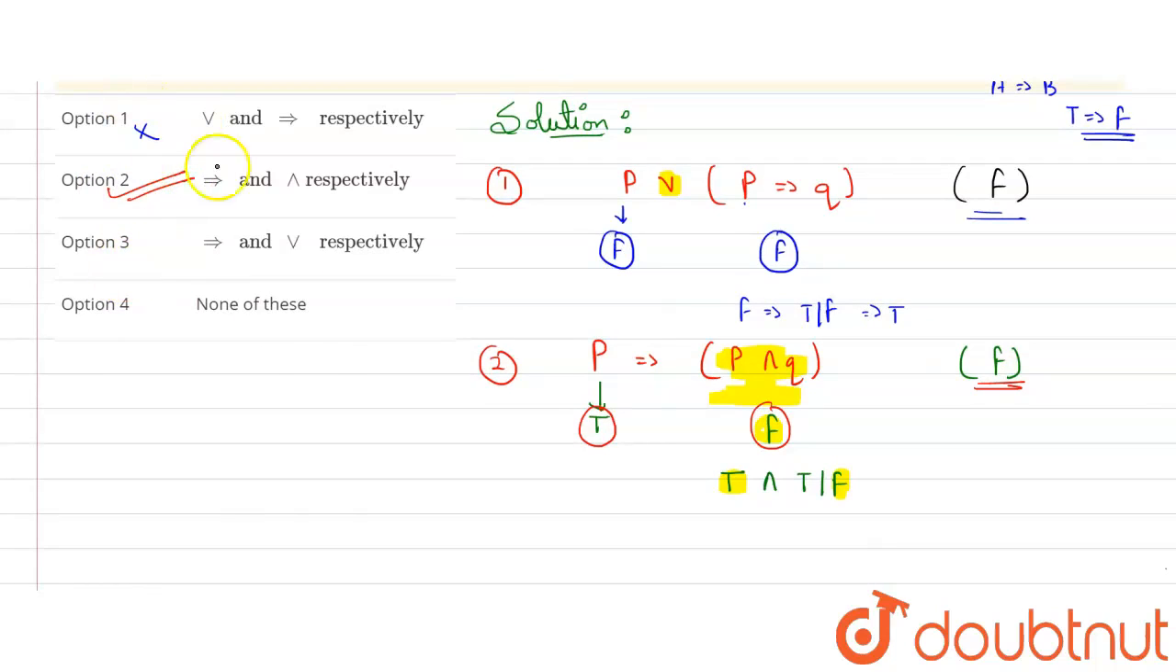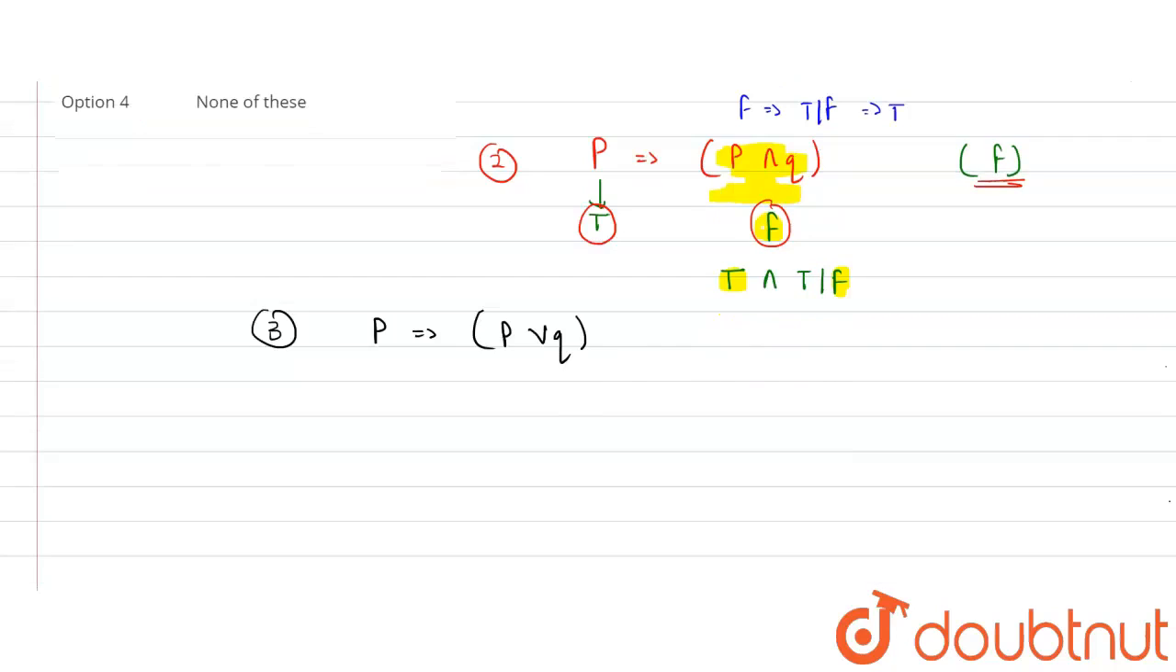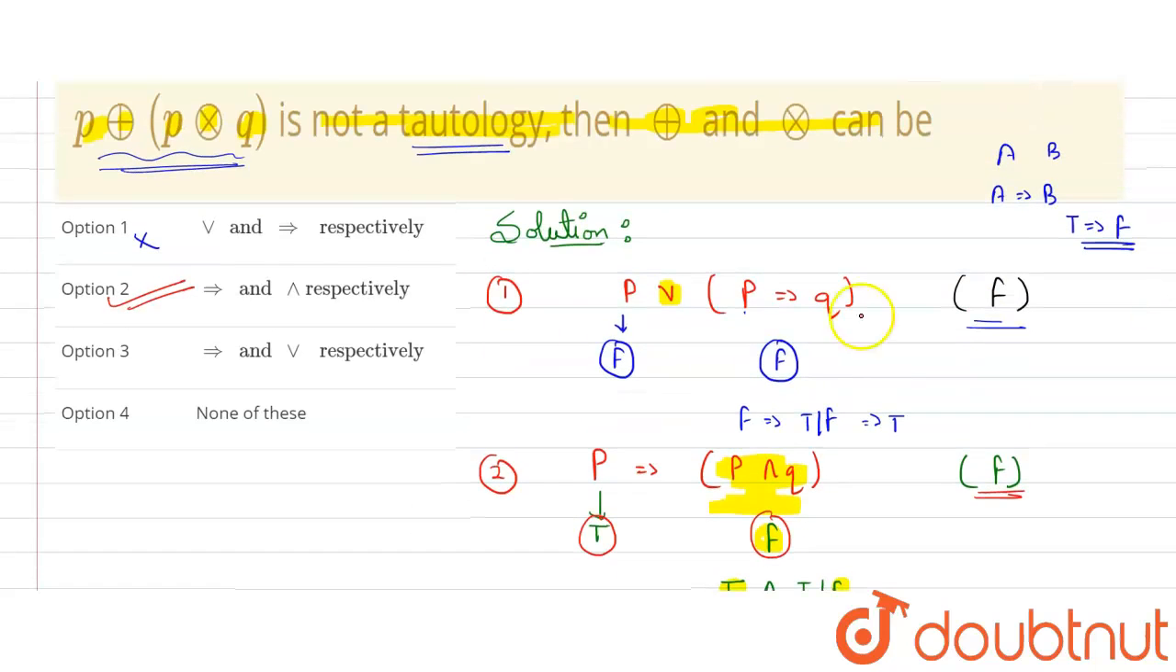Let's check whether option 3 is correct or not. Option number 3: the first operator will be implies, p implies (p OR q). Let's check whether this is satisfied or not. We need to get false as the final output. This will be false only when this is true and this expression's value is false. So let's check here. We are saying that p is true. With the OR operator, q can be true or false. In the case of the OR operator, we know that if any of the inputs is true, the output will be true. But here we need the output to be false. So we cannot get this condition because we have an input that is true. So this is also not satisfied. So option number 3 is also not satisfied here.